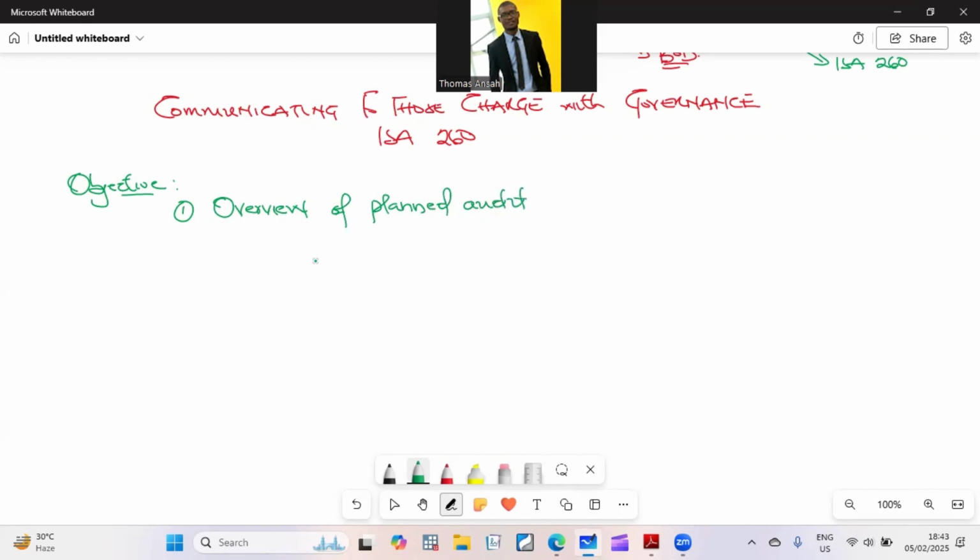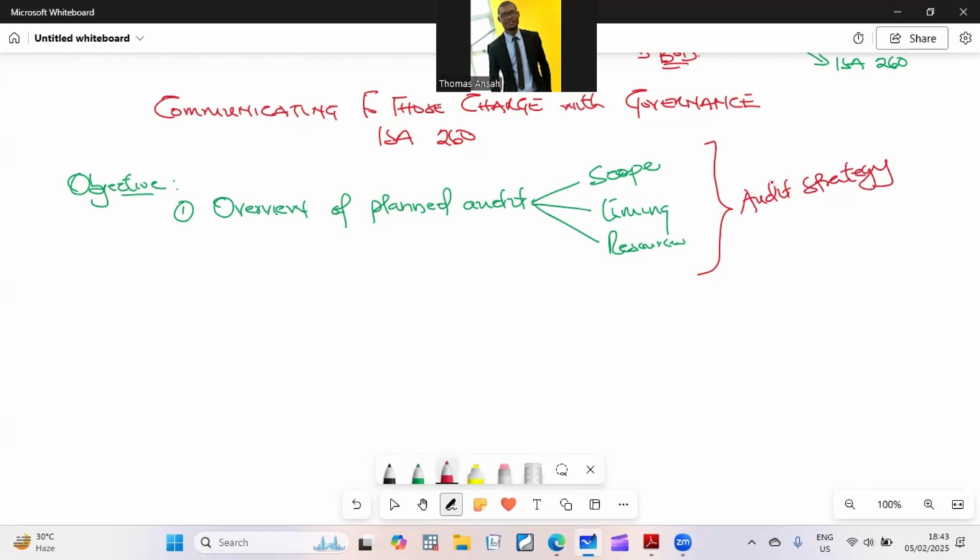We will do A, B, C, D. So the planned audit. You need to tell them the scope, how you are going to do the audit. You need to tell them the timing. It's very, very important. You need to tell them the resources you are going to use to do the audit. And if you check these things that you'll be telling them, they are the things we said you do in the audit strategy, if you saw it. So your audit strategy must be communicated to those charged with governance. That is the first thing.